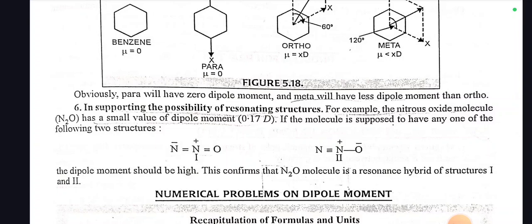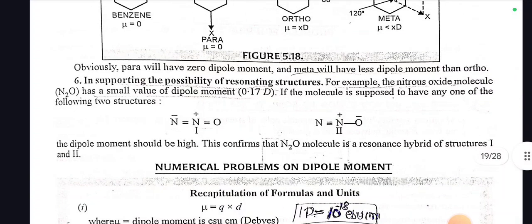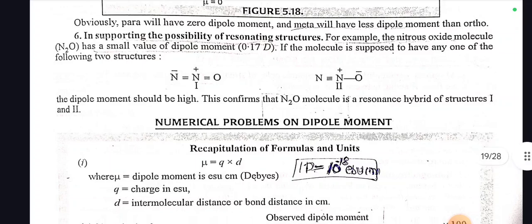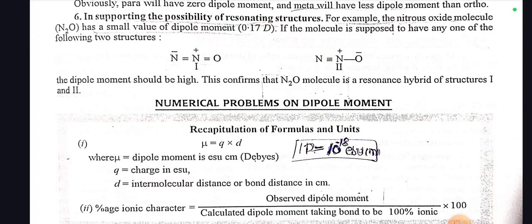Sixth, in supporting the possibility of a resonating structure. For example, the nitrous oxide molecule has a small value of dipole moment, though if the molecule were supposed to have any one of the following two structures, the dipole moment should be high. This confirms that the N2O molecule is a resonance hybrid of structures 1 and 2.